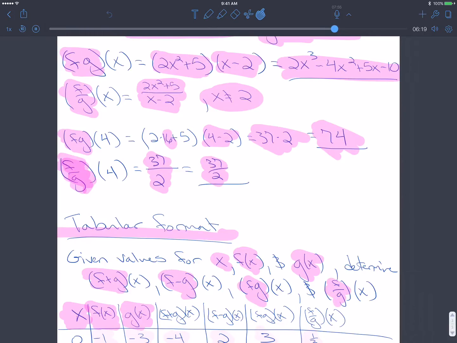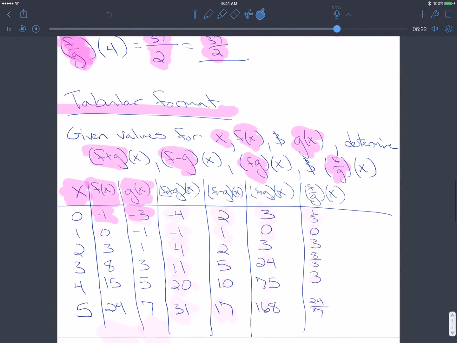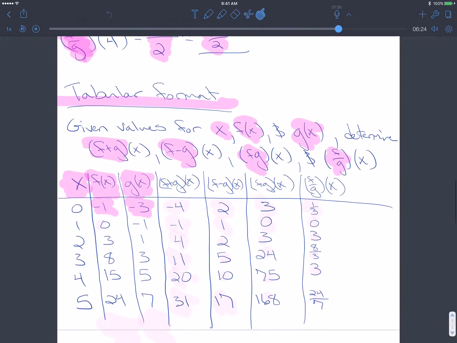So for f plus g, I just add my f of x and my g of x. So negative 1 plus negative 3 is negative 4. F of x plus g of x for 0 plus a negative 1, negative 1. 3 plus 1, 4. 8 plus 3, 11. 15 plus 5, 20. 24 plus 7, 31. Very straightforward. All you do is take the numbers in your f and g columns and then combine them in the way that's described.